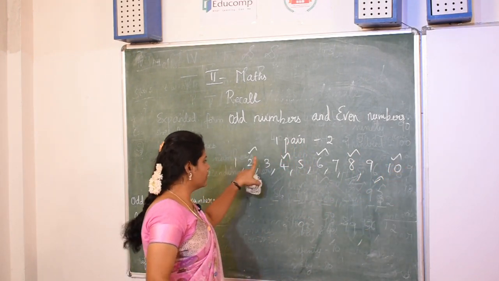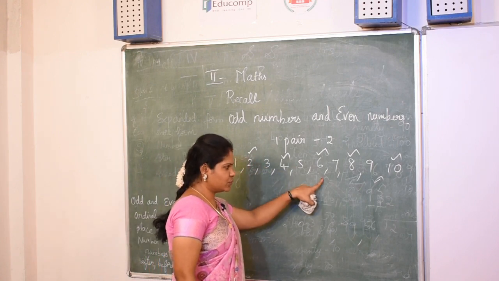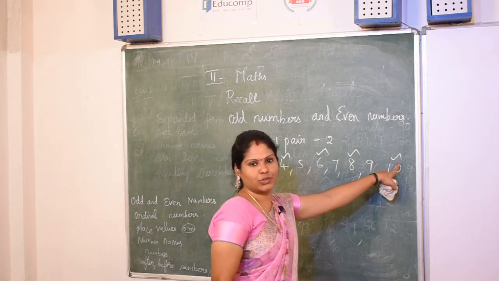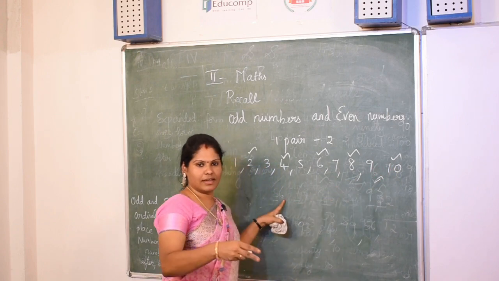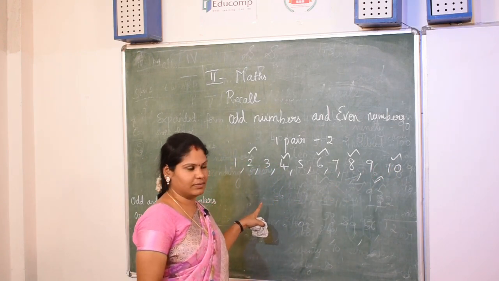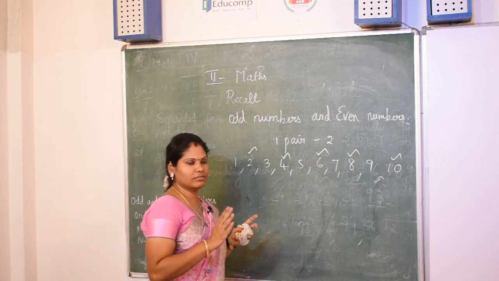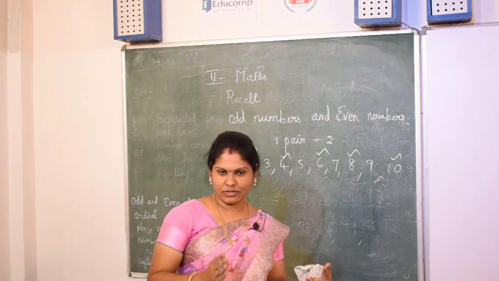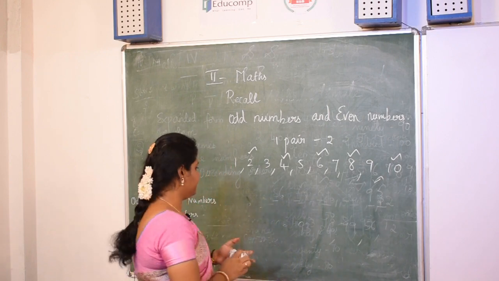1 2, 1 2, 1 2, 1 2, 1 2. The numbers that end in 2s, up to 10, are called even numbers. And the number which doesn't have a pair is called an odd number.